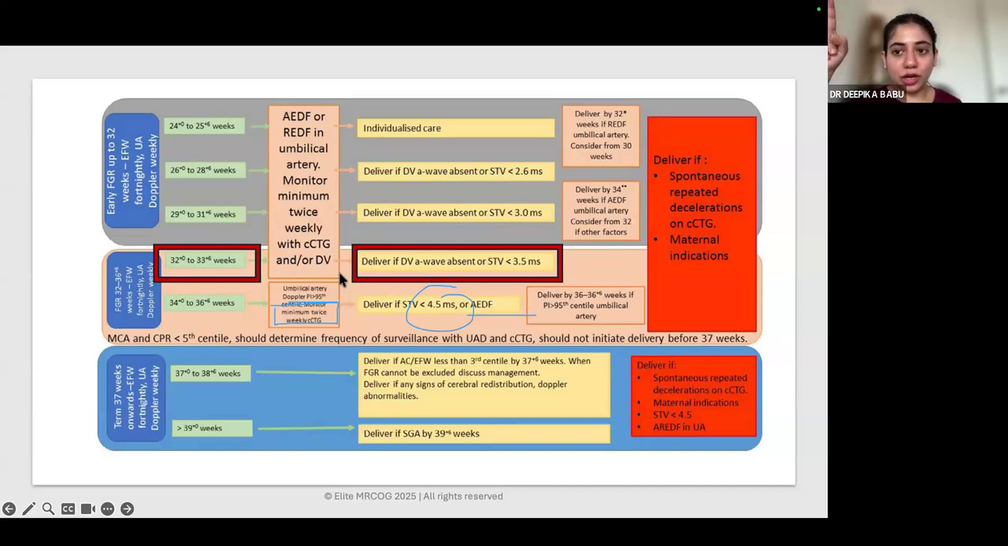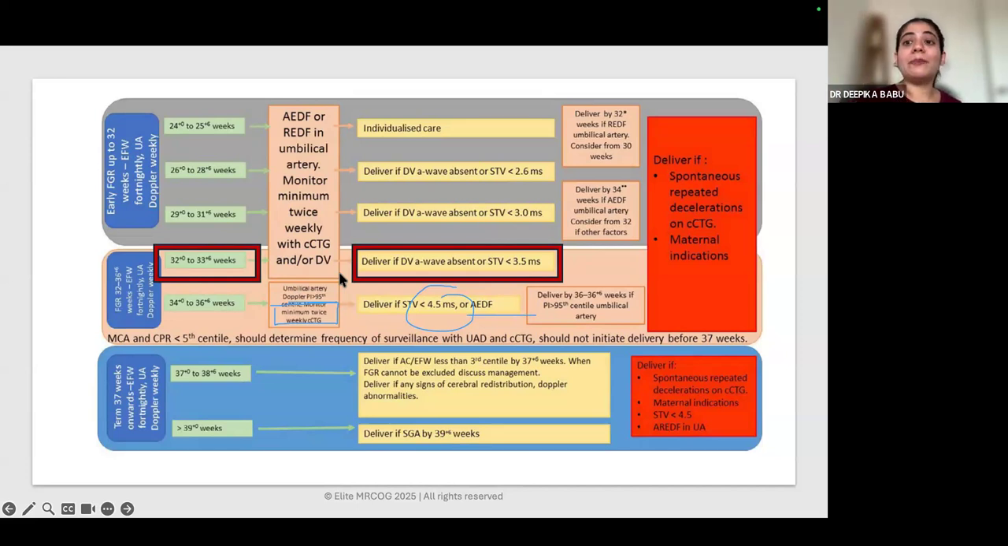Number two, late onset FGR, which is less than third centile, with no Doppler changes. Then you deliver by induction of labor between 37 to 37 plus 6 weeks. Number three, SGA without any Doppler changes, induction of labor between 39 to 39 plus 6 weeks.